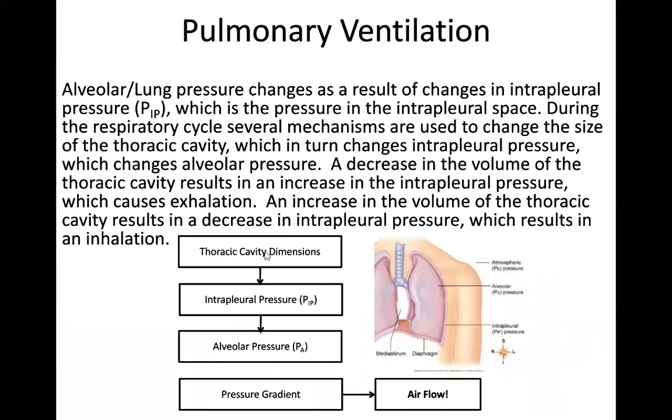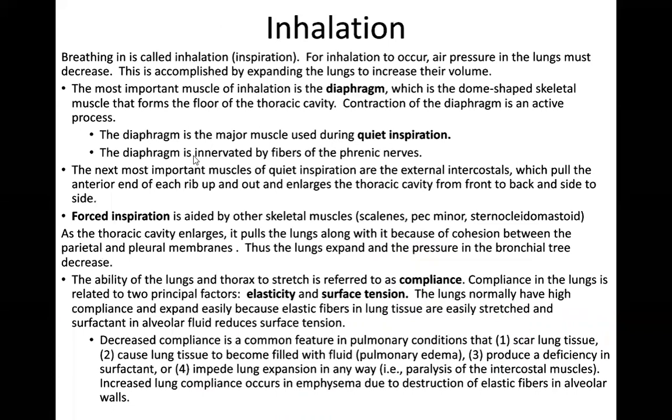Now, if thoracic cavity dimensions increase, our lungs get bigger. Pressure goes down in the intrapleural space, inside the lungs as well. Pressure gradient is established, this time causing air to flow in. So how do we do that? Well, let's talk about it now.